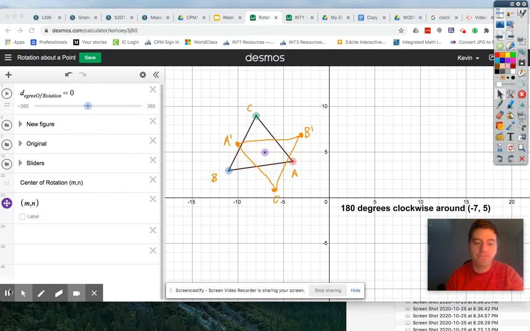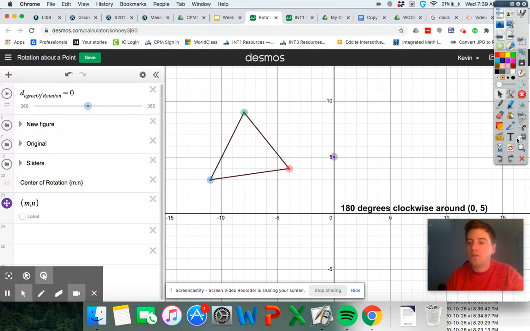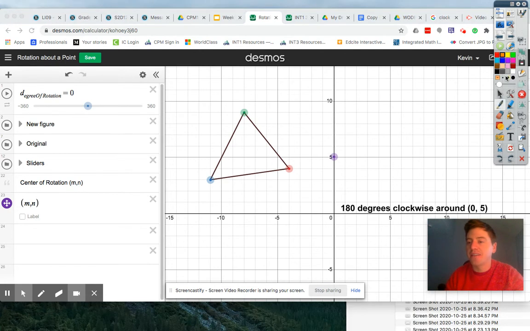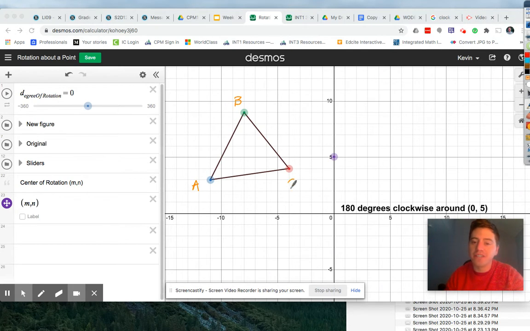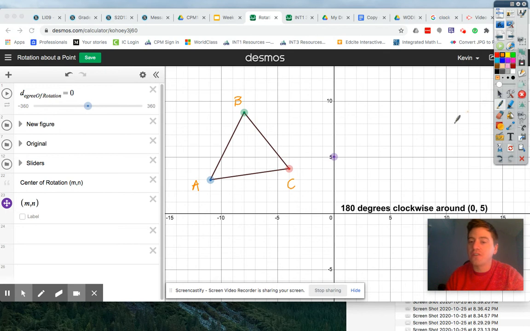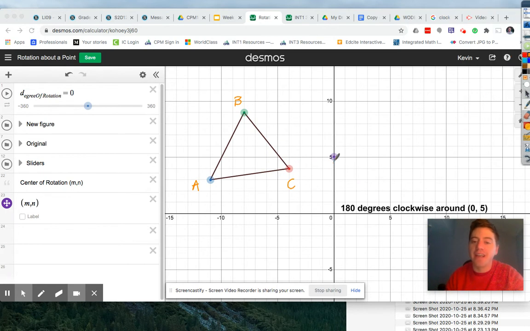Let's try a different one. Now let's go 180 around 0, 5. This is a point that's outside the object, but it's going to be super similar to what we just did because all you're going to do is, again, pick a vertex and make your horizontal and vertical lines so that you can turn. All right, so a 90-degree turn is going to look like this, and 180 is going to look like this. 1, 2, 3, 4. 1, 2, 3, 4. And here's my C prime.